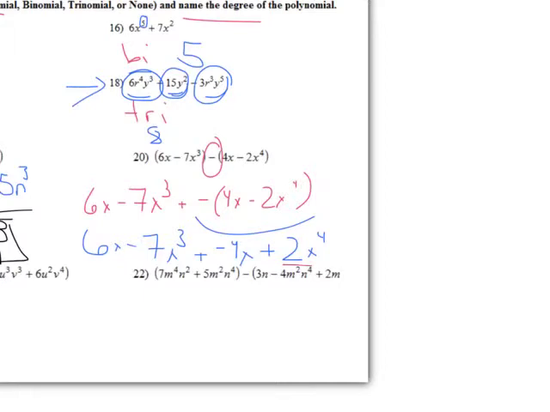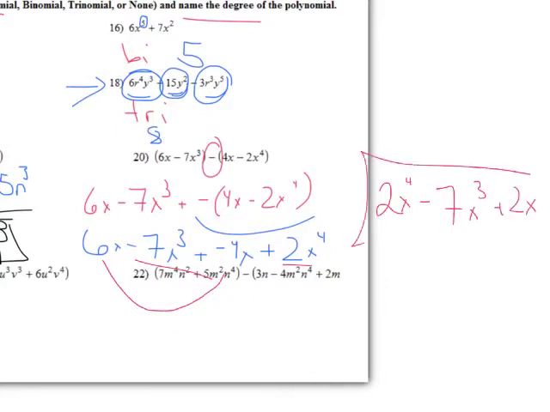2x to the 4th will start my polynomial answer because I'll put it in the correct order even though that was not required for the quiz. There's no other x to the 4th, so there's no other like terms. Same with negative 7x cubed. That's the only x cubed. And then there's the 6x and the negative 4x. Those combine to be a positive 2x. That is as simple as it gets. And so that is going to be your final answer.